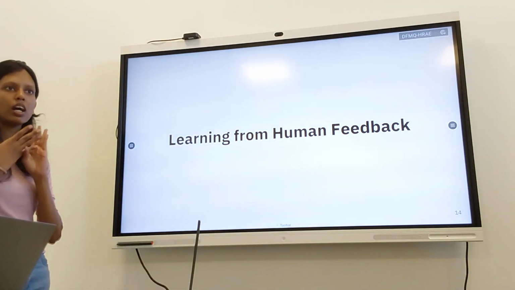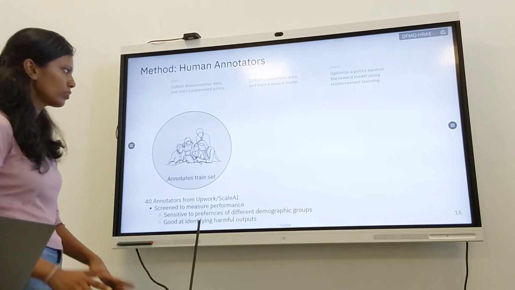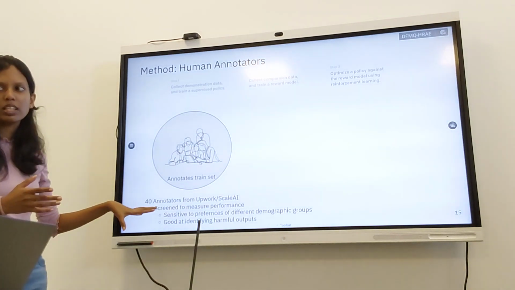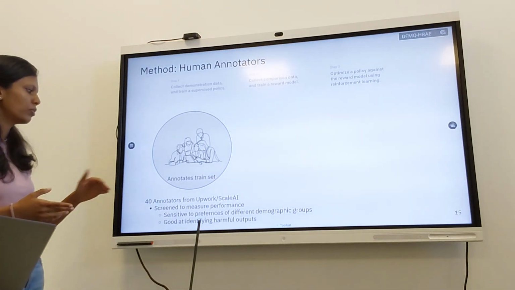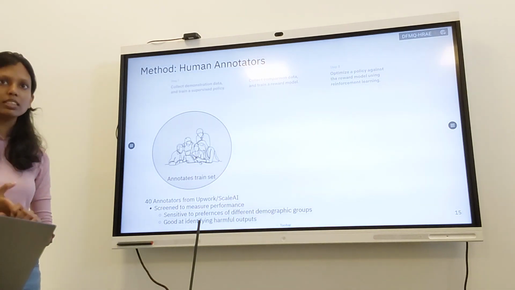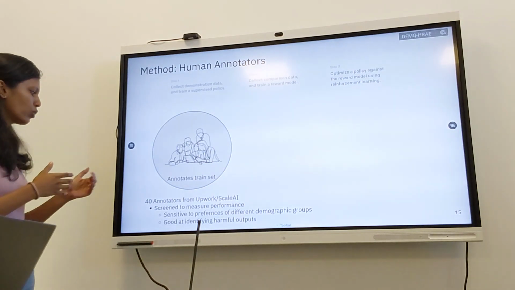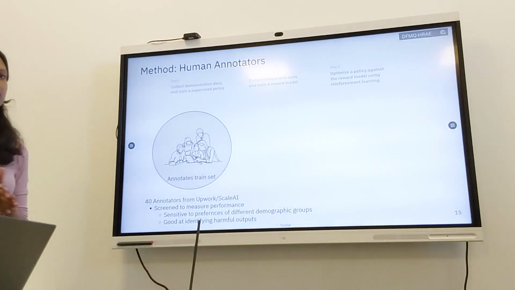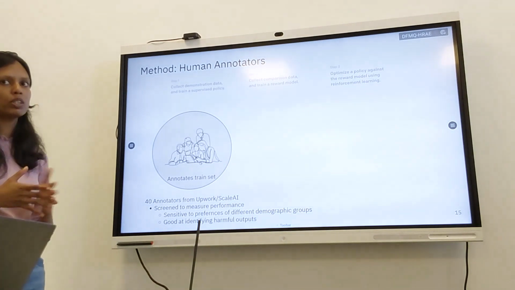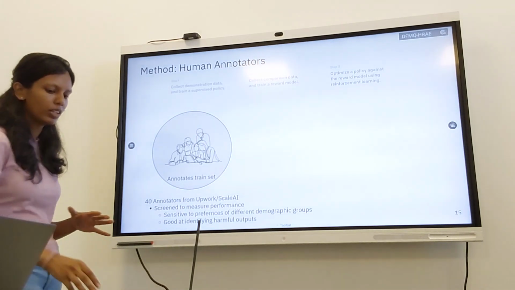Now let's look at what InstructGPT's approach is to achieving these goals and aligning the model. As I said, they use human feedback. To do that, they first need human annotators. They hire 40 annotators from Upwork and Scale AI. They are tested in a screening test, and the researchers measure the performance of all of these annotators and pick them out. They look at whether the annotators are sensitive to preferences of different demographic groups, so they should come from diverse groups, and also they should be good at identifying harmful outputs. These two are the main things the researchers have been looking for in the annotators.